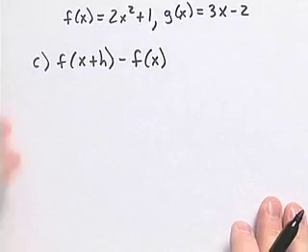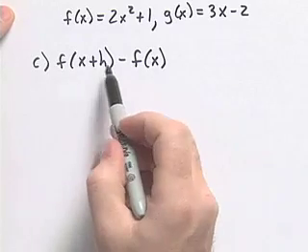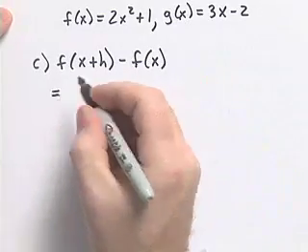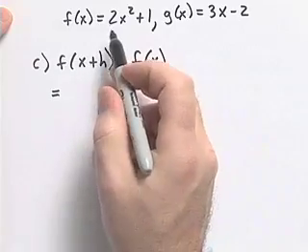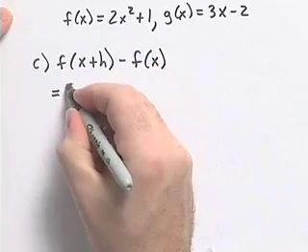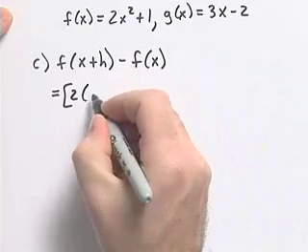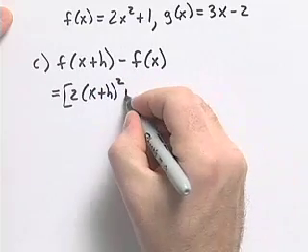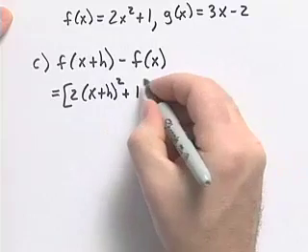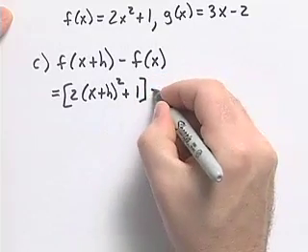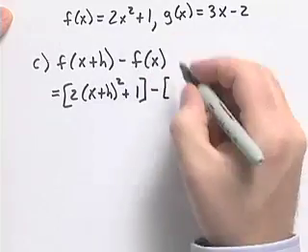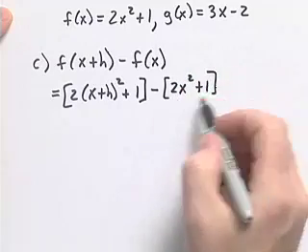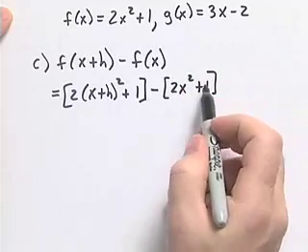For part C, we want f of x plus h minus f of x, again using our two functions. We need to evaluate the function at x plus h, here the function f, and so we'll get 2 times (x plus h) squared plus 1, that's f of x plus h, minus f of x, so we just rewrite our function, (2x squared plus 1). Again, grouping symbols are important because we're going to be doing a subtraction.